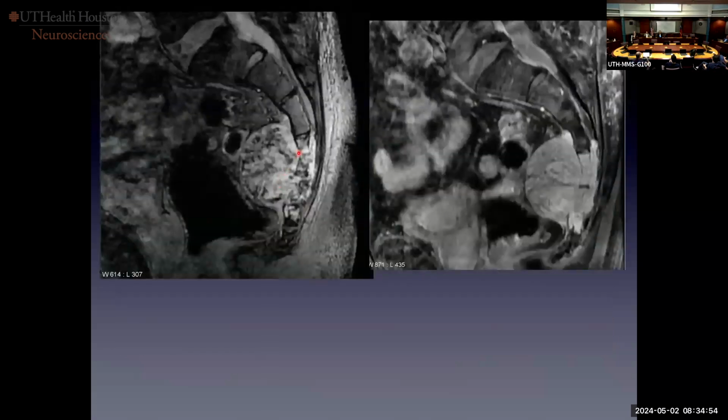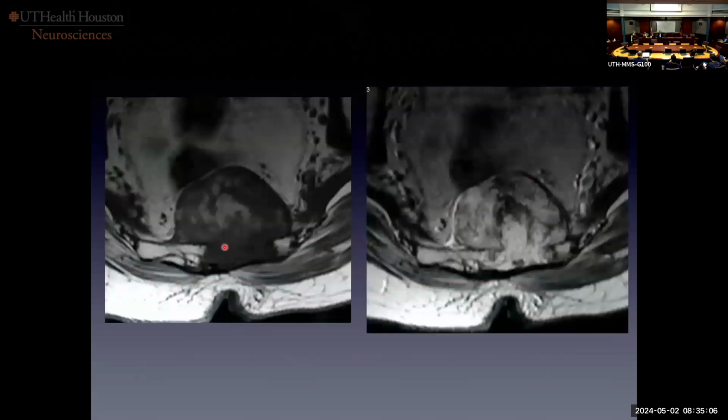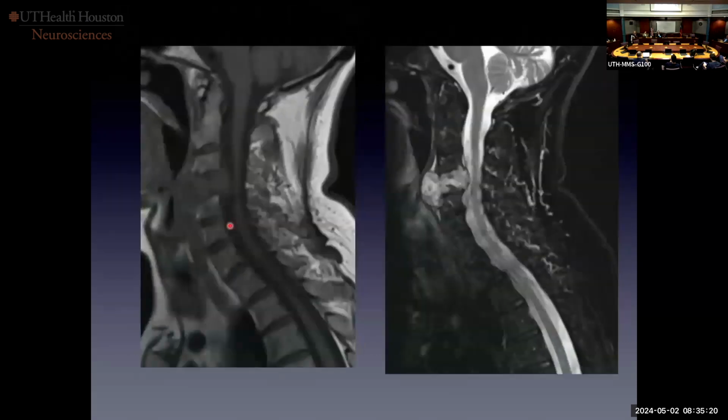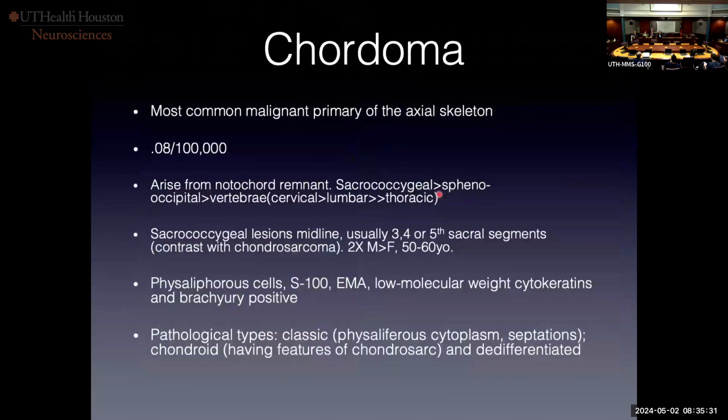So for the residents, if you're going to put something in your brain for what a chordoma looks like, this is a good one. Lower sacral segments, bright on the T2 weighted image, homogeneous enhancement. The mushroom or collar button sign is very, very suggestive of chordoma. This is a chordoma occurring at C2. Again, could it be a met? Could it be myeloma? Sure, but this mushroom appearance should at least suggest that this could be a chordoma. It is the most common primary of the axial skeleton.